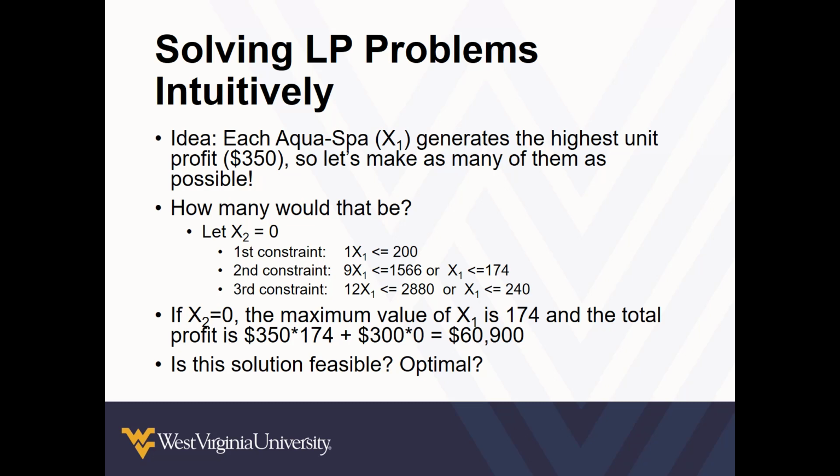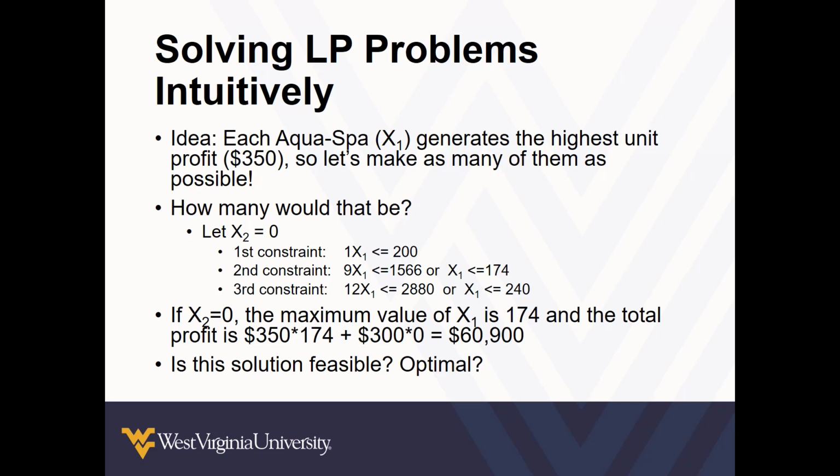If x2 is equal to 0, the maximum value of x1 is 174, and the total profit is 350 times 174 plus 300 times 0, so $60,900. Is this solution feasible? Is it optimal?